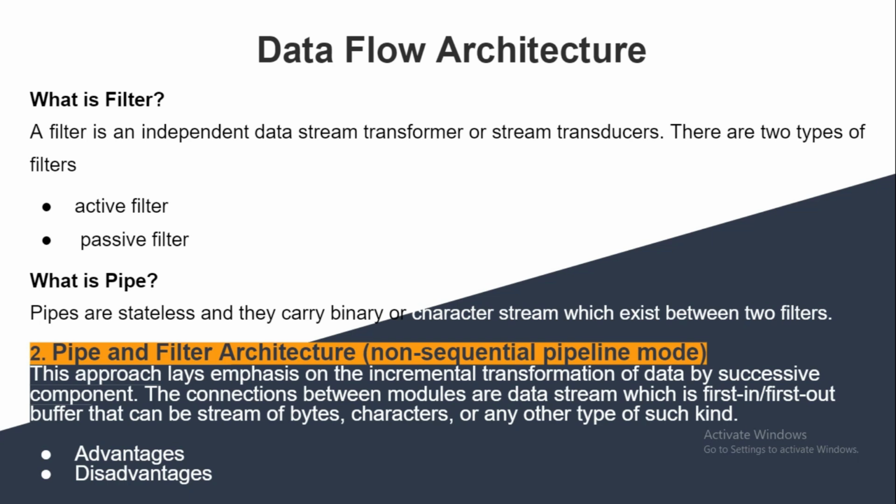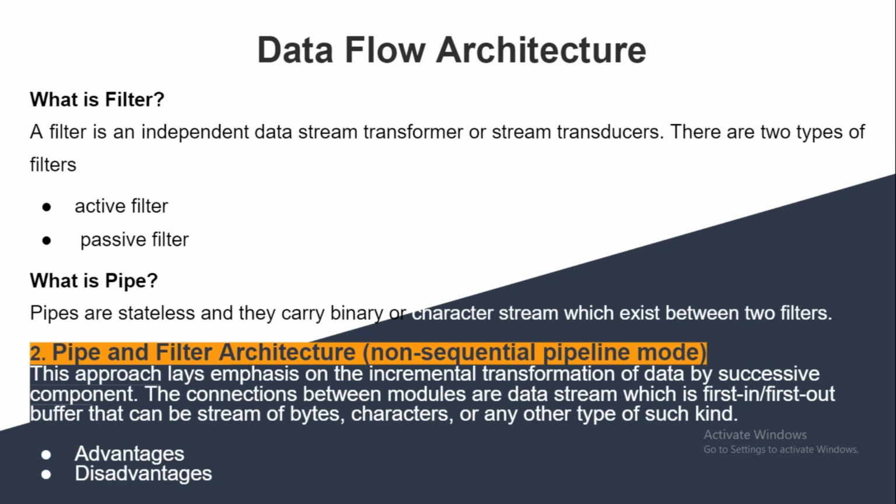What is a passive filter? A passive filter lets connected pipes push data in and pull data out. It operates with an active pipe, which pulls data from a filter and pushes data into the next filter. It must provide a read-write mechanism.